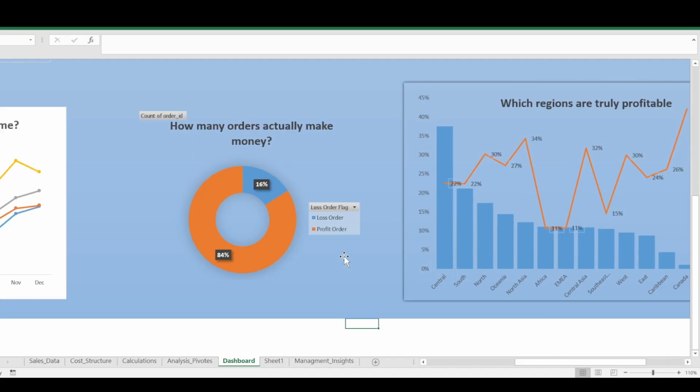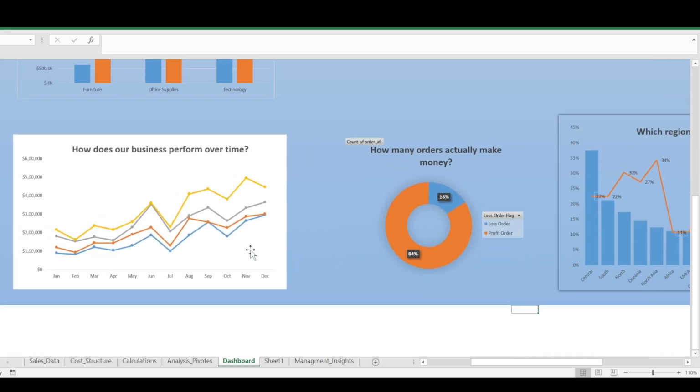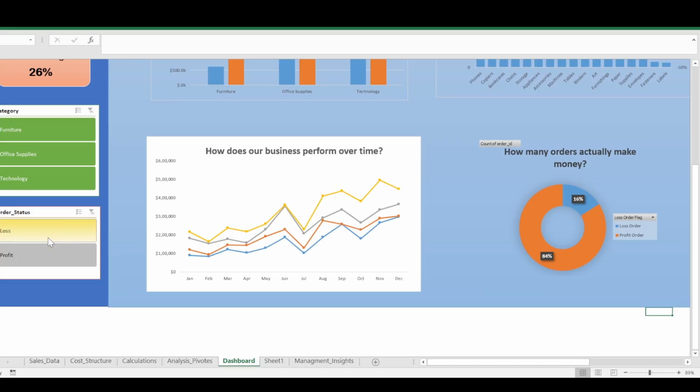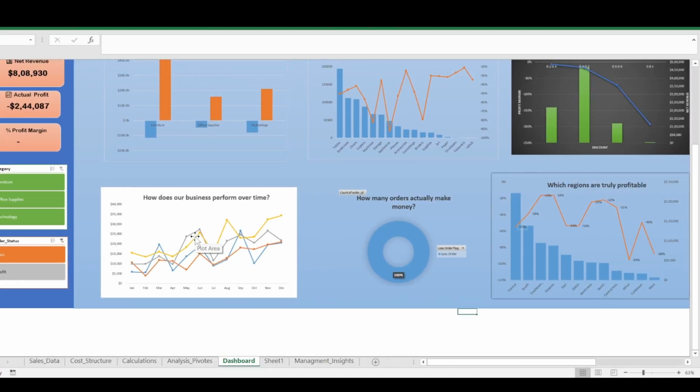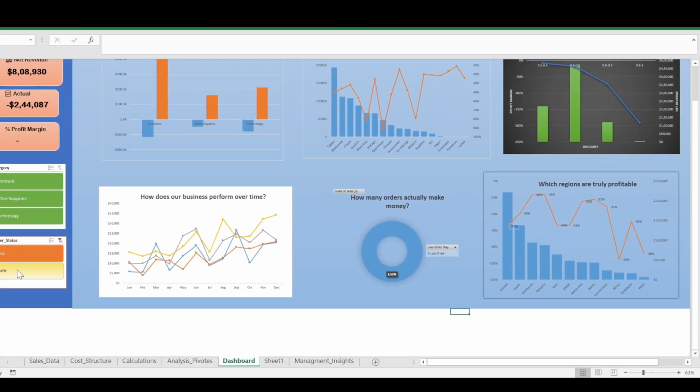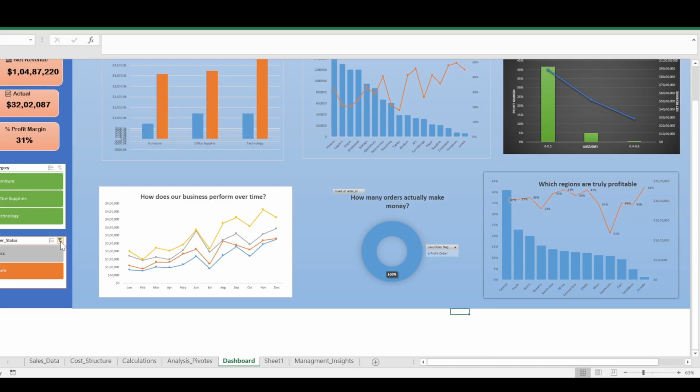And the last visual separates profit-making orders from loss-making orders. The majority of orders are profitable, but a meaningful portion of orders generated losses. This helps identify the loss-making orders and the factors behind them. When we click on the slicer, we can see the overall category and regions which generated the profit and losses or both.